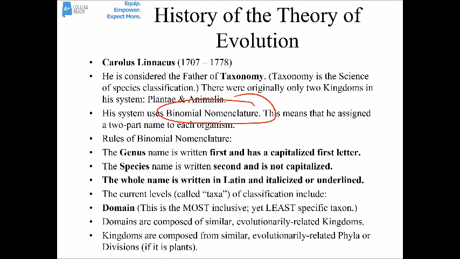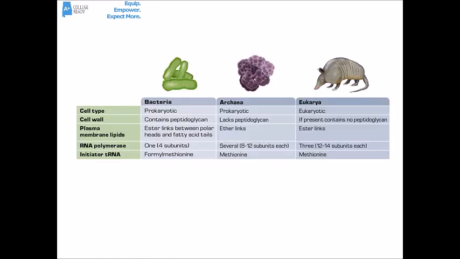The current levels or taxa in the classification system include the largest, most inclusive, the domain. Domains are composed of similar, evolutionarily related kingdoms. Kingdoms, on the other hand, are composed of similar, evolutionarily related phyla, or in plants, we call those divisions. So we can see there are three domains. There are bacteria, there are archaea, both composed of prokaryotic cells, and then there are eukarya. Eukarya includes animals, plants, fungi, and protists.